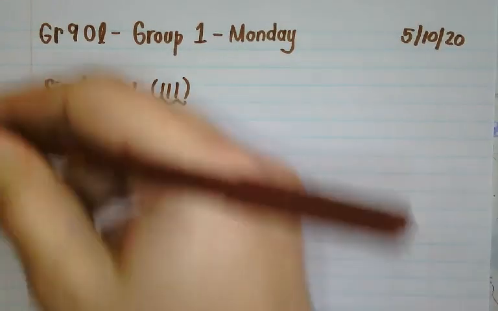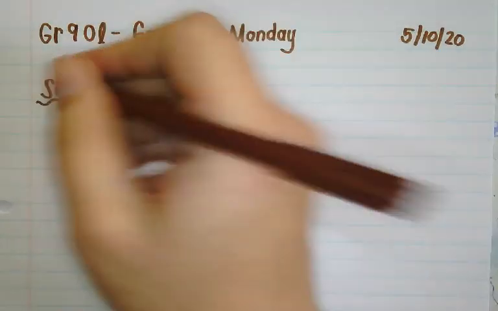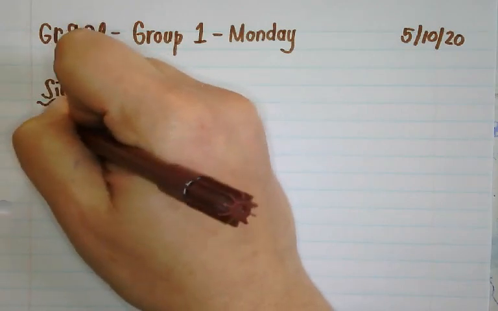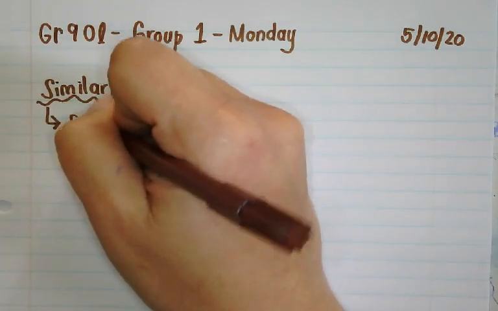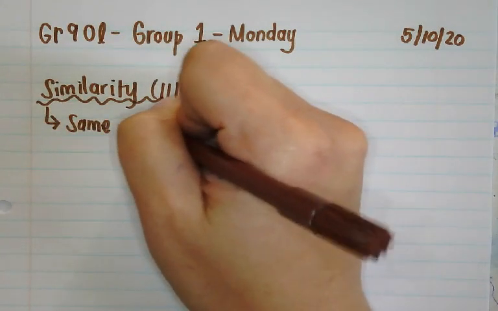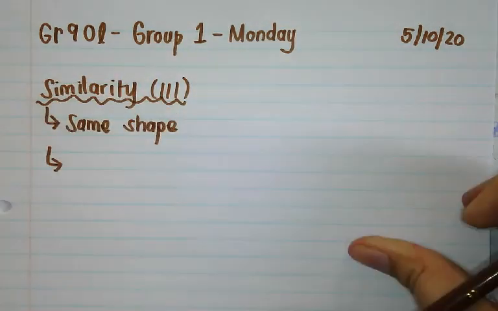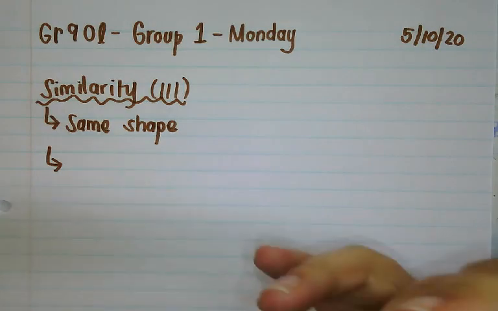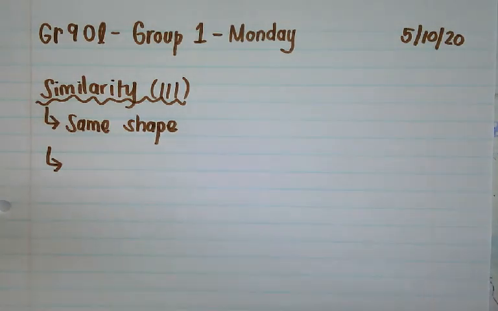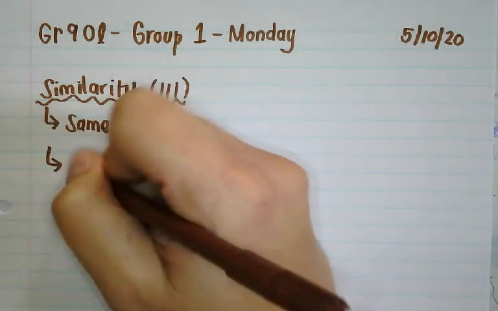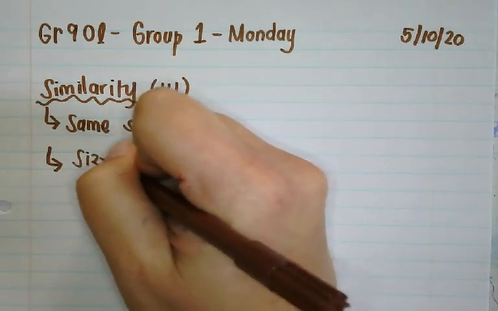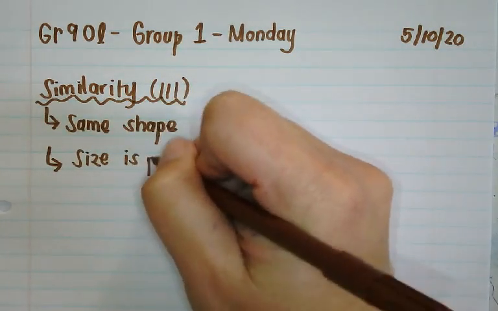So in order for 2 triangles to be similar, they must have the same shape and they must be proportionate. Okay, so that means their sides are in proportion. So size is proportionate.